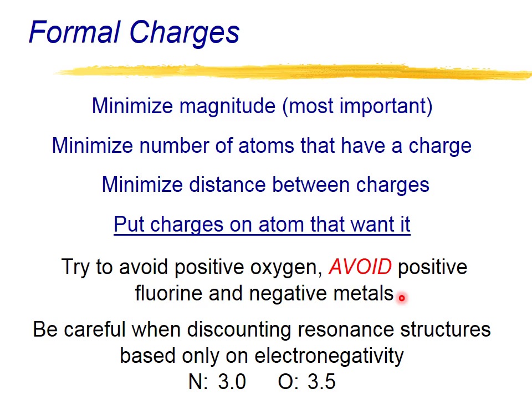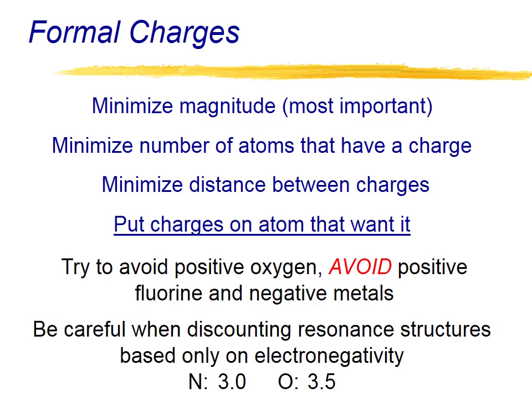Alright. Now the other thing is that if you want to discount some structures, be careful about using only electronegativity. Nitrogen is a pretty electronegative element. Again, it's tied for third. So when deciding between having a negative formal charge on either oxygen or fluorine, either one of them is usually pretty happy with it. And we'll talk more about that in class.